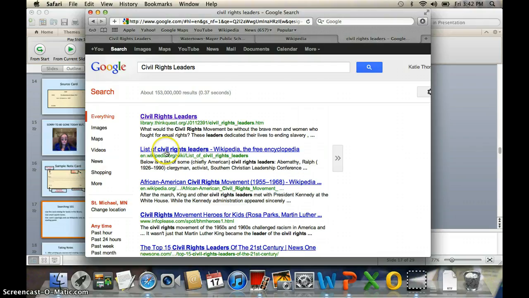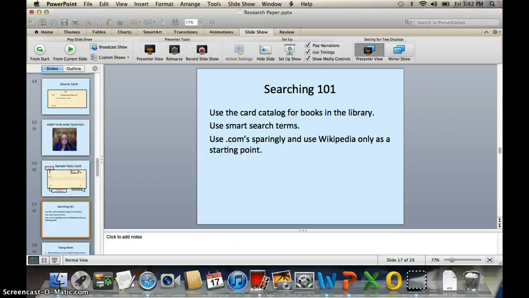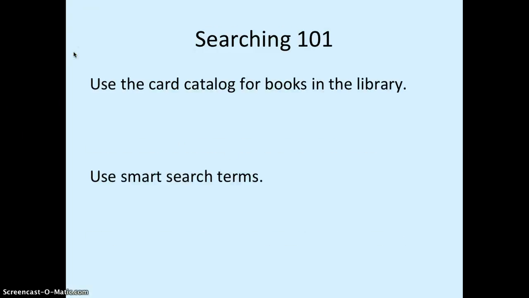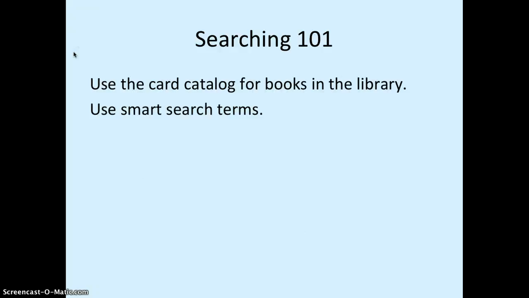That's going to narrow things down for me. I'm going to get websites that are just about the leaders, the different people involved in it. So I will already have pared down a lot of information. Please use smart search terms. Do not type in your whole question. Thank you. Next. We're going to use the card catalog to find books. We're going to use smart search terms.